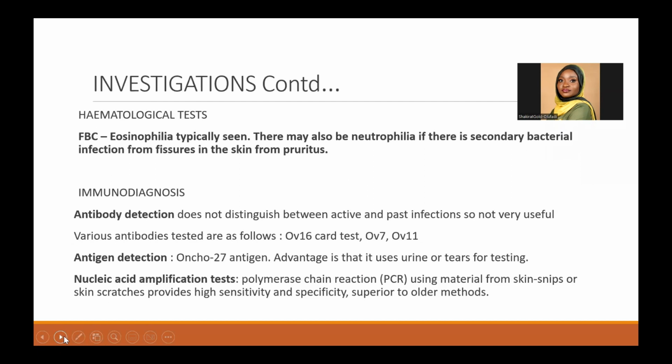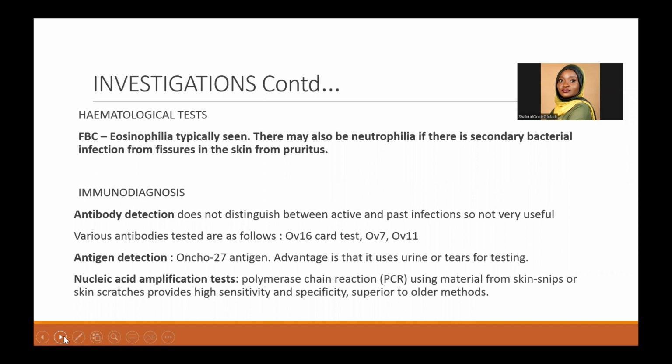So the other things are blood tests, where usually what you're looking for is eosinophilia. The eosinophil count is typically higher when there's onchocerciasis. And sometimes you may also have a high neutrophil count if there's secondary bacterial infection. We've also observed that the ESR of the patient may be high because of the chronic inflammation that it causes. There are other tests, but they are not really done so frequently.